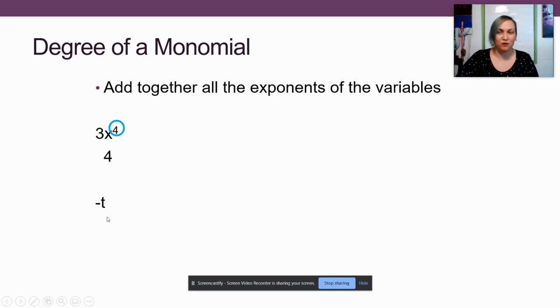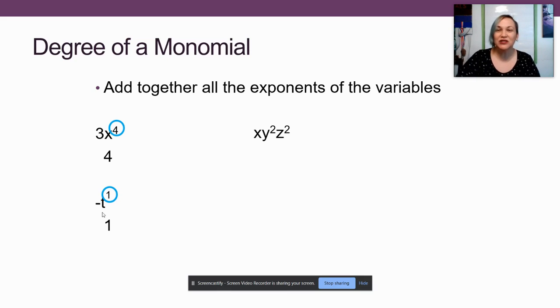Here's another example where there's only one variable, the letter t. I don't see an exponent on the letter t, but that doesn't mean it doesn't have an exponent. It has an invisible exponent of 1. If you have a variable that does not have an exponent written with it, it has the number 1. So the degree of this is 1.